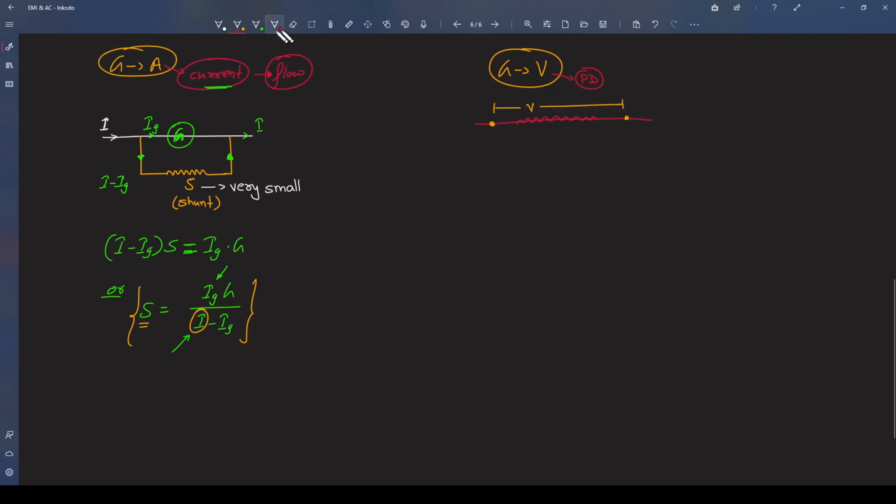We know that the potential difference will be equal to the I, which is the current flowing through this, into R, which is the resistance of this, right? If we know I and R, we can just do the calculation and find out. But here we have to make a device to do that. So obviously, if you have to measure the difference between these two points, you have to connect your device to these endpoints. No doubt in that.